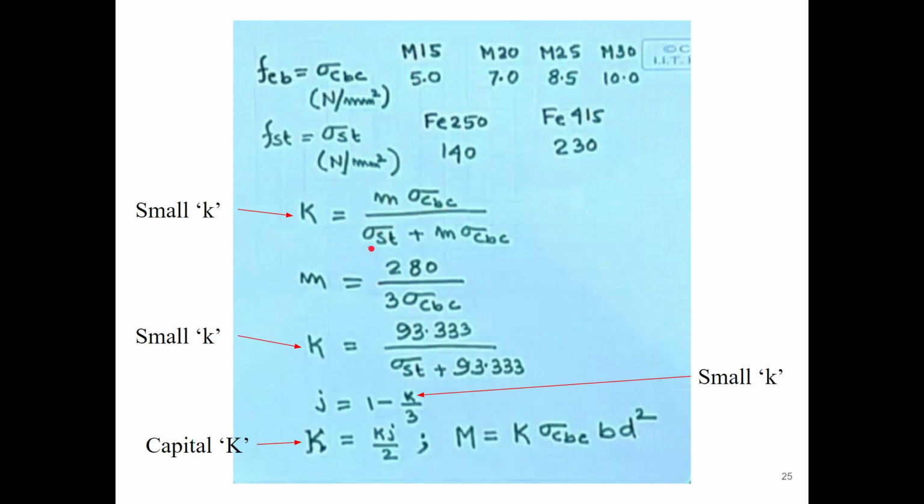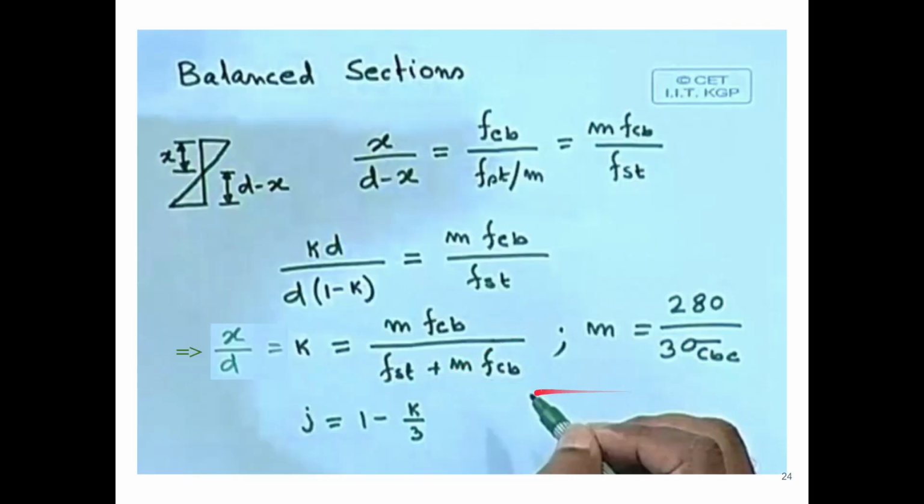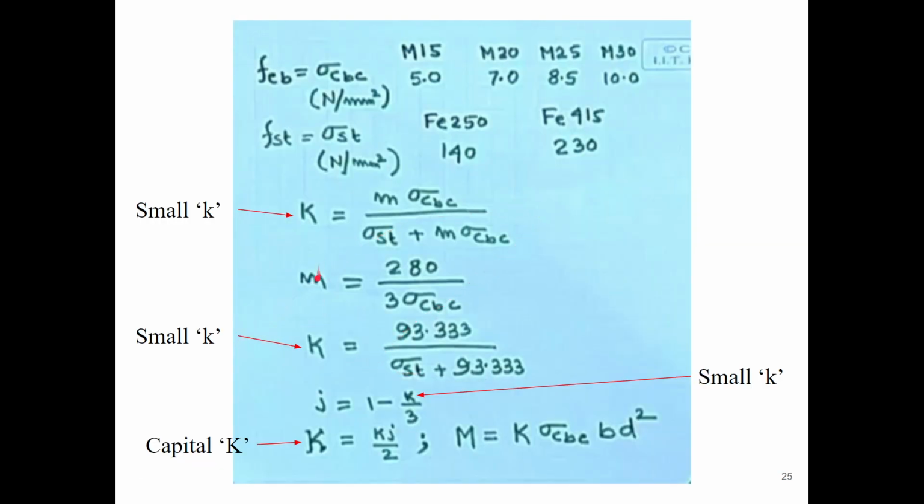This k is equal to m sigma cbc by (sigma st plus m sigma cbc), as we just found out. This m is nothing but 280 by 3 sigma cbc, which is the modular ratio, equal to Es by Ec. Solving further, k is equal to m, which is 280 by 3 sigma cbc, into sigma cbc. Both of them get cancelled, and what remains is 280 by 3, which is nothing but 93.333. So k is equal to 93.333 divided by (sigma st plus 93.333), and j is equal to 1 minus k by 3.